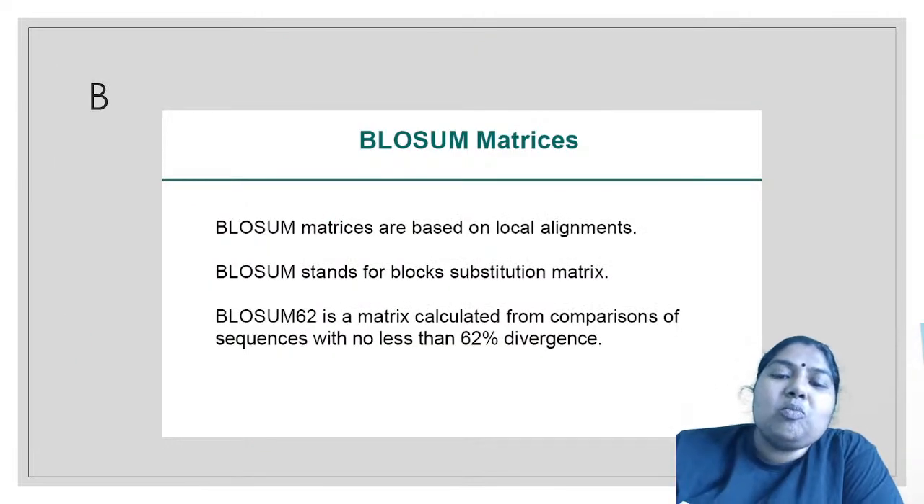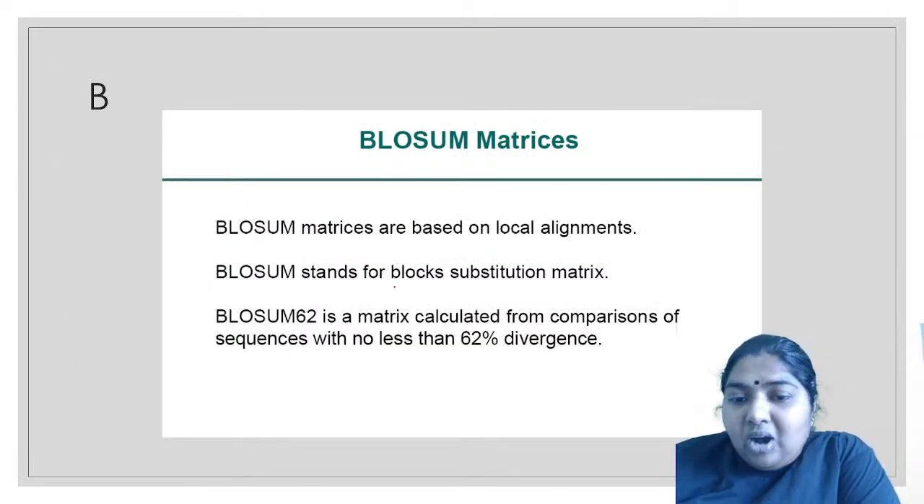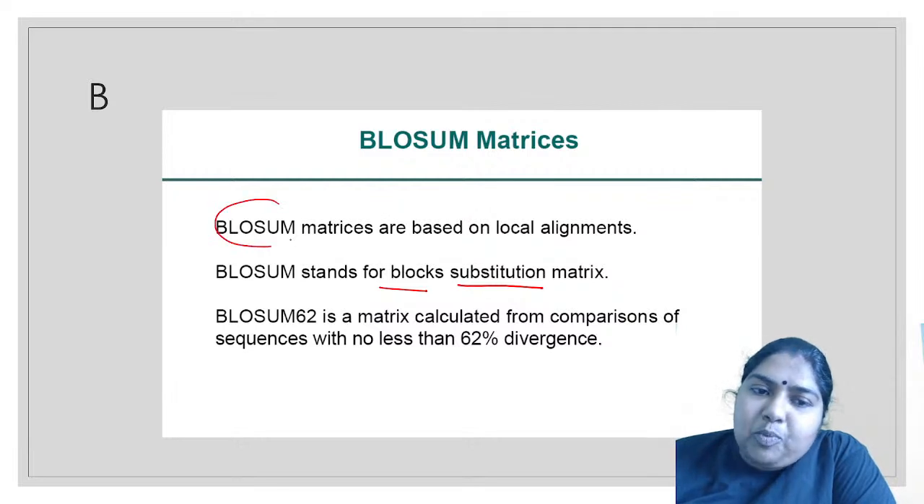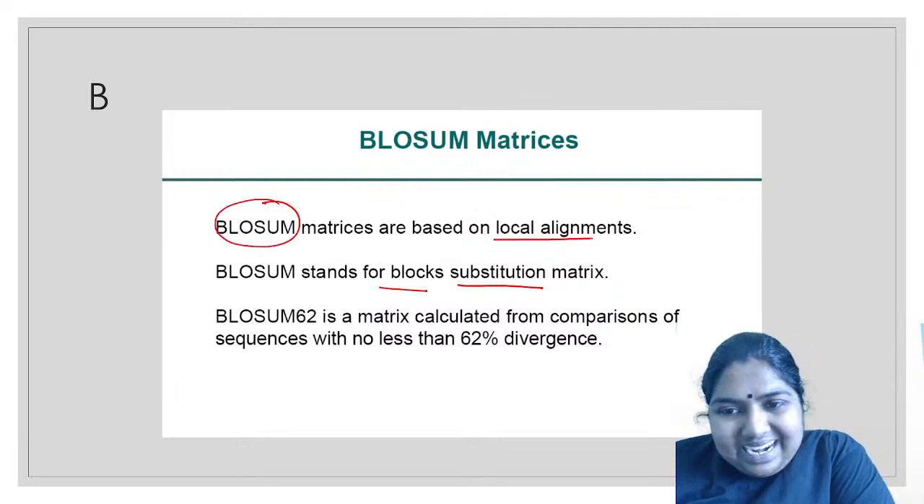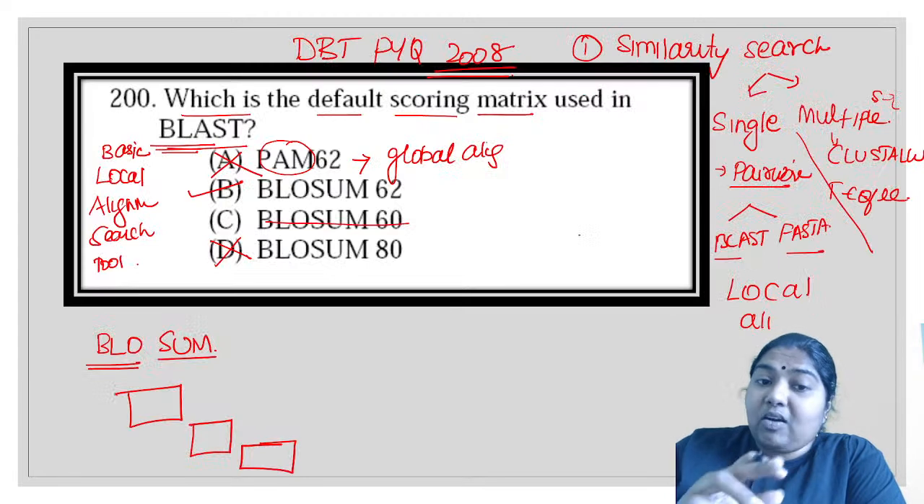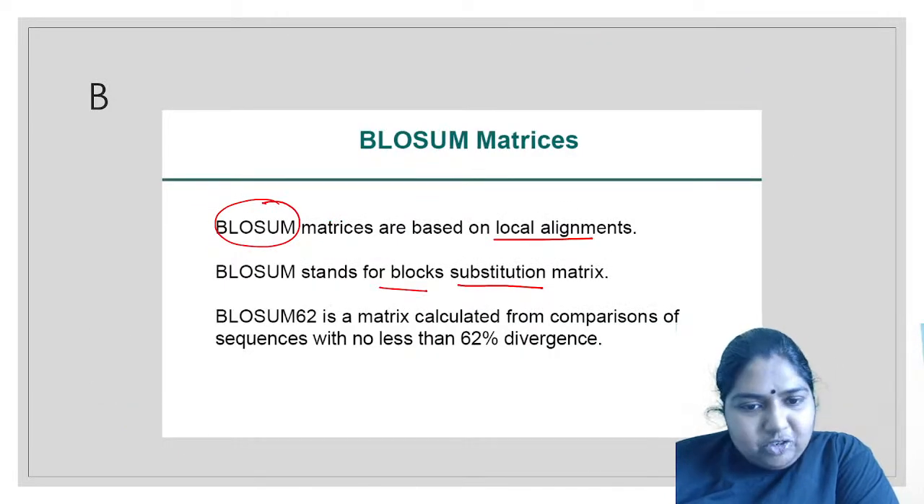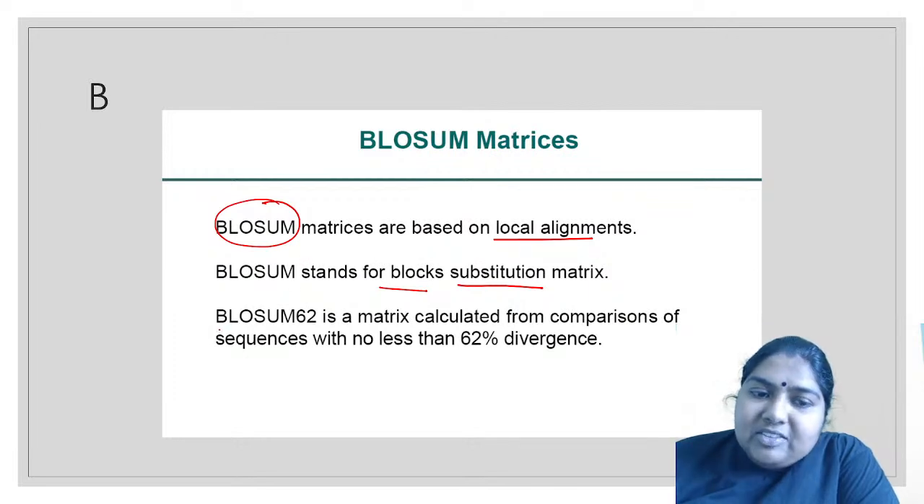Okay, right. So this is going to be your block. In BLOSUM, it is going to get substituted. All these BLOSUM matrices are only for local alignment. So I told you that is how I eliminated the PAM 62 option. Understood? Okay. So if at all it is going to be this BLOSUM 62.